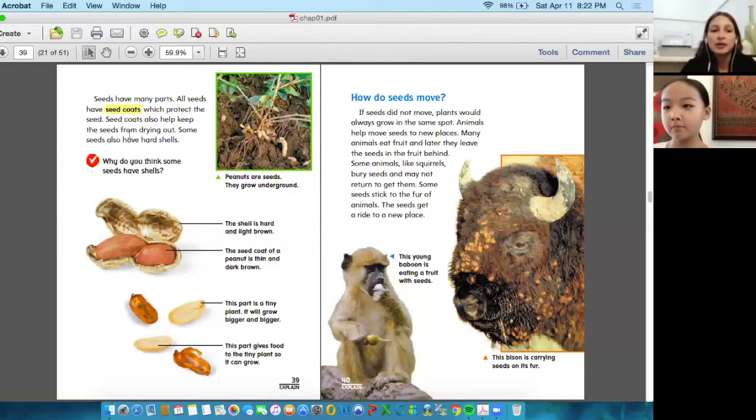Okay, but over here, what does it say that the seed coat does? Seed coat which protects the seed. Seed coats also help keep the seeds from drying out. Some seeds also have hard shells. Okay, so it protects the seed and it keeps it from drying out. Okay, very good. And then we have this tiny part.